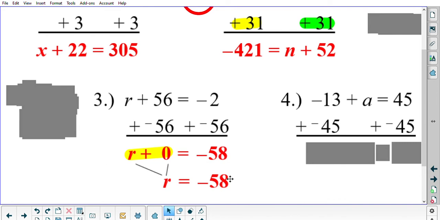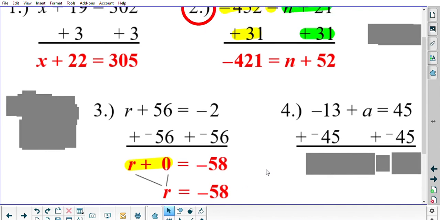So this is a little interesting. If you get a variable plus 0 after you've worked down on both sides, anything plus 0 is just itself. So that variable plus 0 becomes just the variable. And we accidentally, on number 3, found out what the R actually happened to equal, which is kind of interesting.